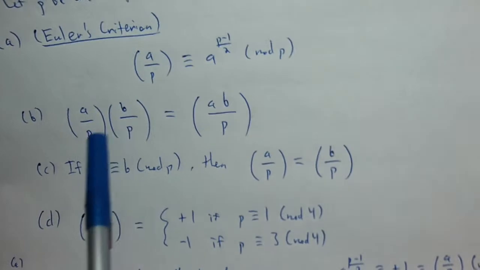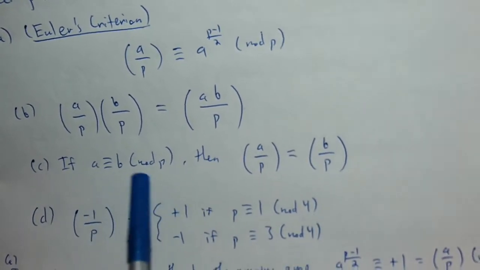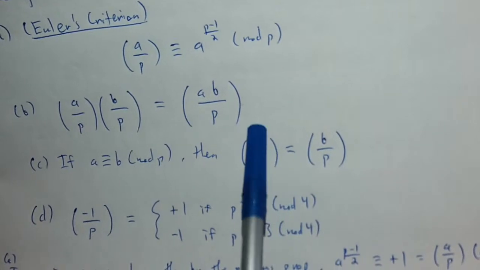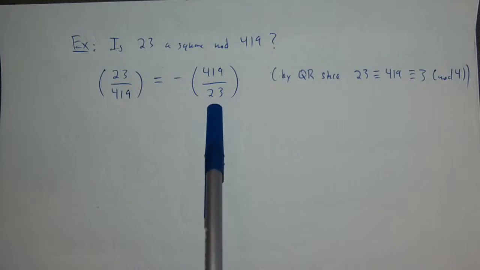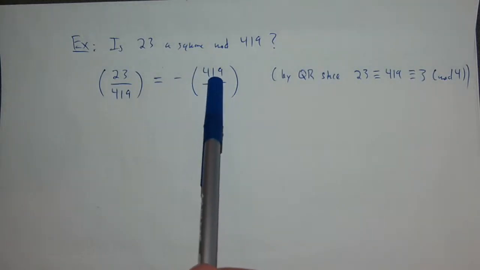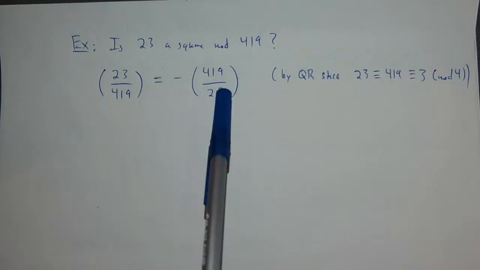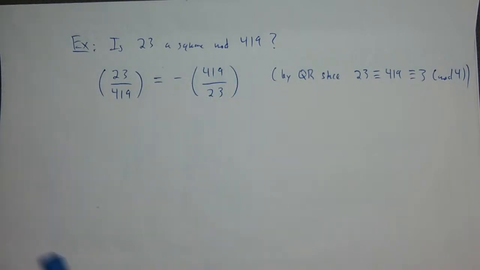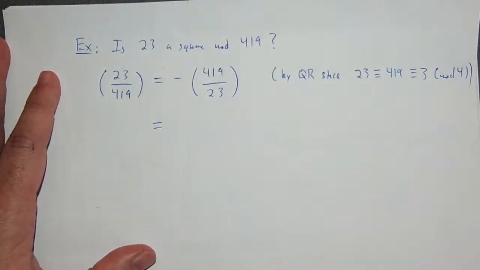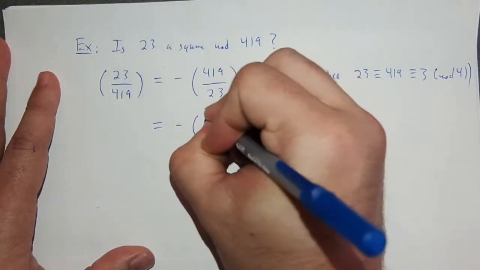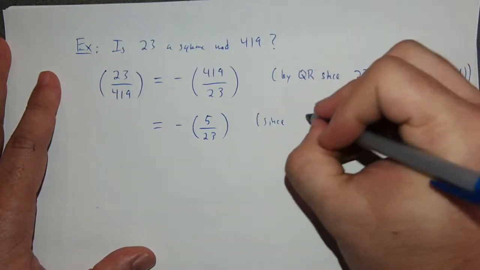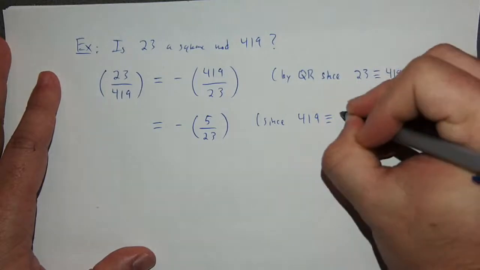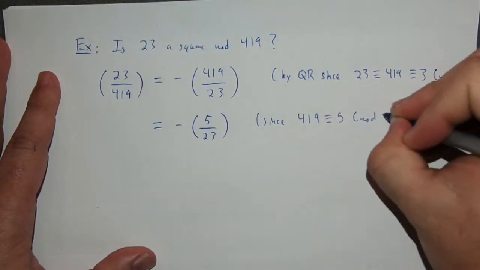What about this? This says if A is congruent to B mod P, then A on P is equal to B on P. Oh, well, that is useful, because that means I can reduce this larger number, 419, mod 23, to something more manageable, and it would have the same Legendre symbol. So this is actually equal to minus 5 on 23, since 419 is congruent to 5 mod 23.